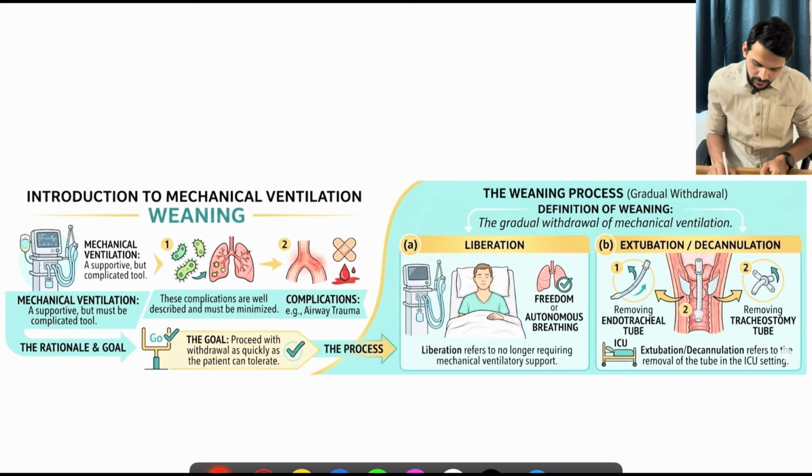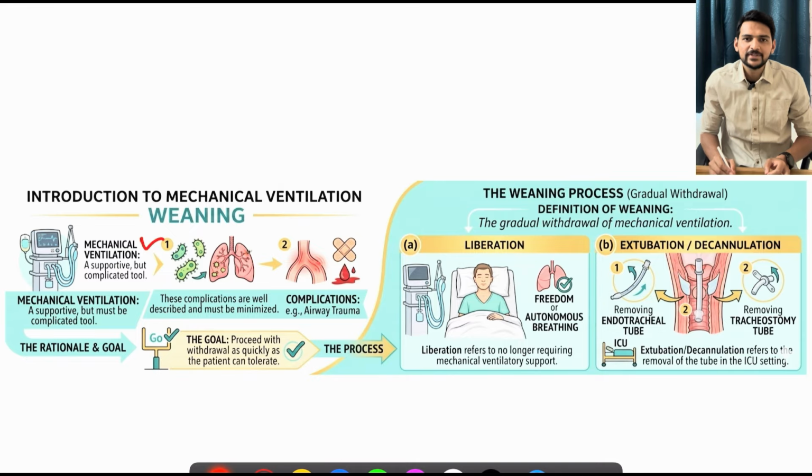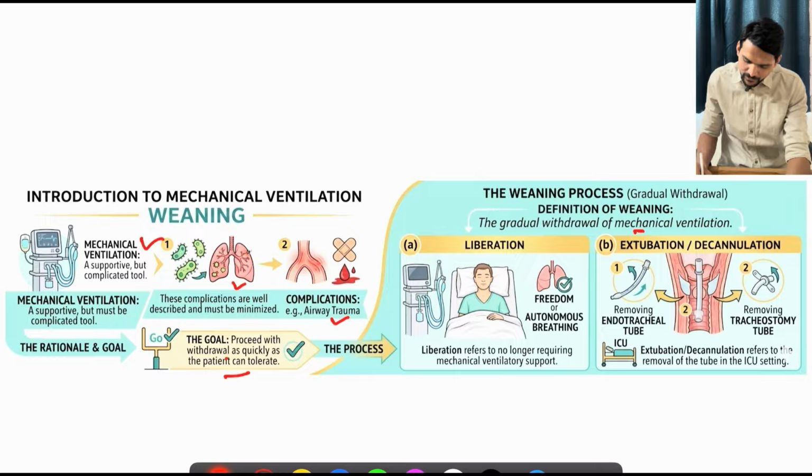First of all, we know that mechanical ventilation is a very useful life-saving tool, but it has some complications, like chances of infections and chances of airway trauma. So the rationale and goal should be to proceed with withdrawal as quickly as possible if the patient is tolerating. This is the intention and goal of weaning. The weaning process is nothing but gradual withdrawal of mechanical ventilation. It has two components: one is called liberation, and the other is extubation.